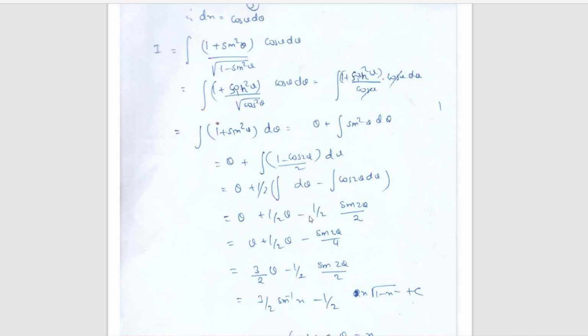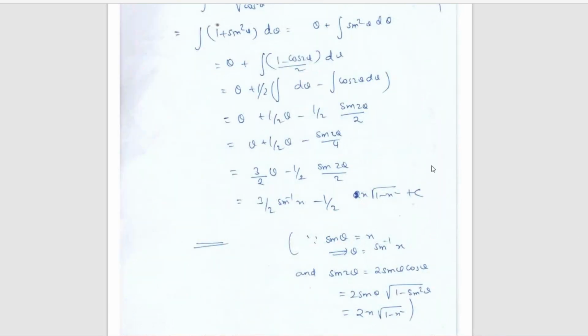Integral d theta is theta minus, bring this half inside the bracket. So you'll be getting half integral cos 2 theta is sin 2 theta by the constant term, which is 2. So half theta. This is minus sin 2 theta by 4. So what you're getting is theta plus half theta, which is 3 by 2 theta. Simplify this: 3 by 2 theta minus sin 2 theta by 4, which can be written as 1 by 2 into sin 2 theta by 2.